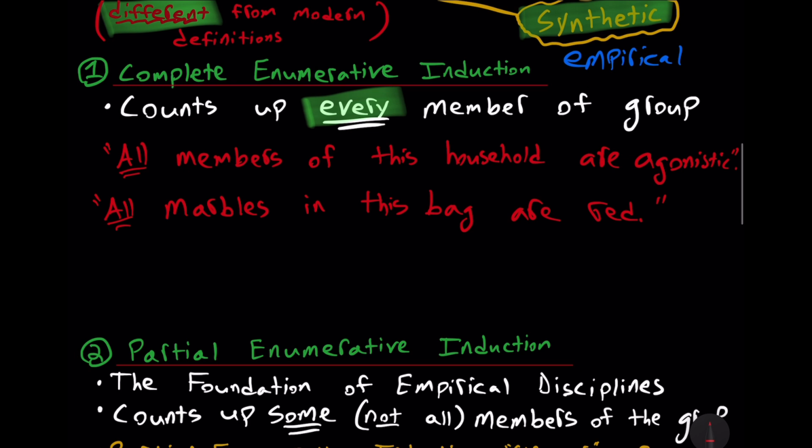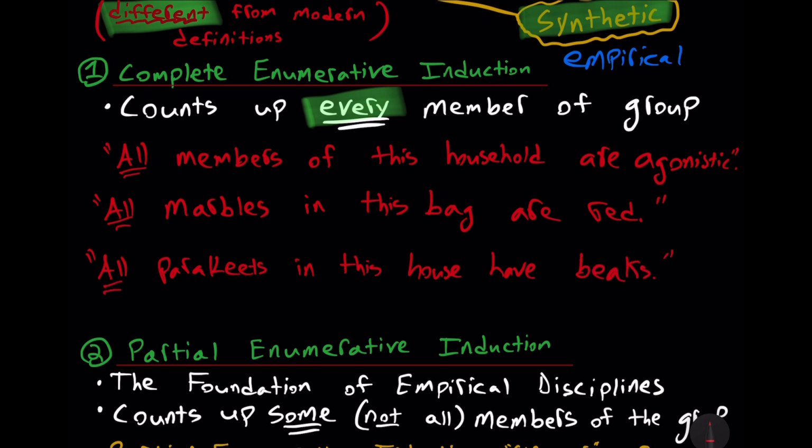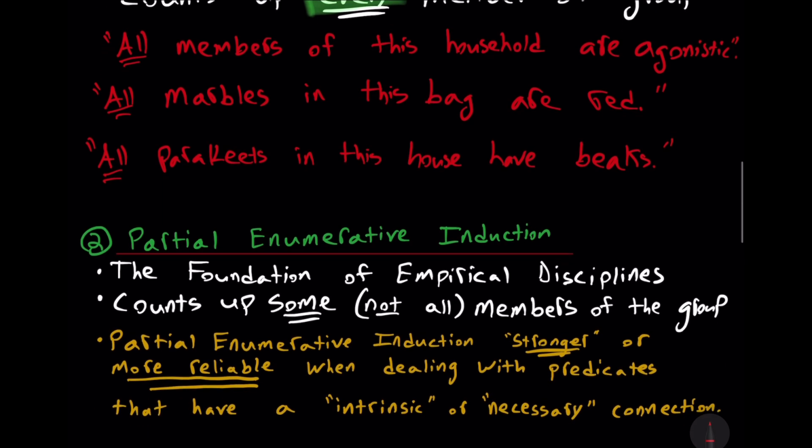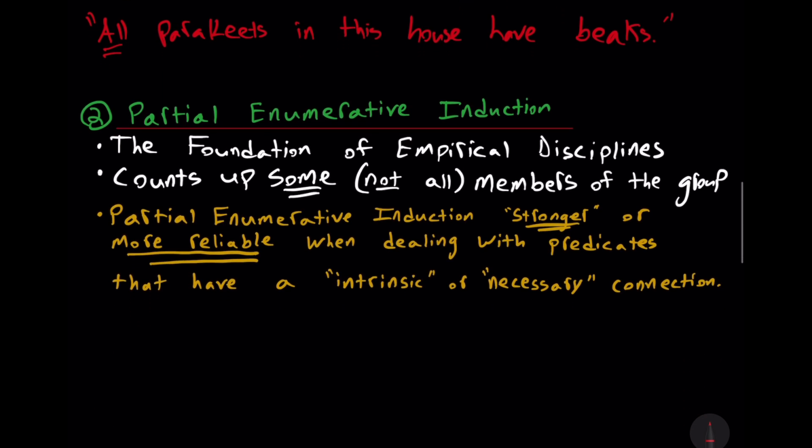Or take the example, all parakeets in this house have beaks. Again, we're talking about all of them. We looked at each one of them, so we can then conclude that all of them in this house have beaks. But here is when things get interesting, and that is partial enumerative induction.